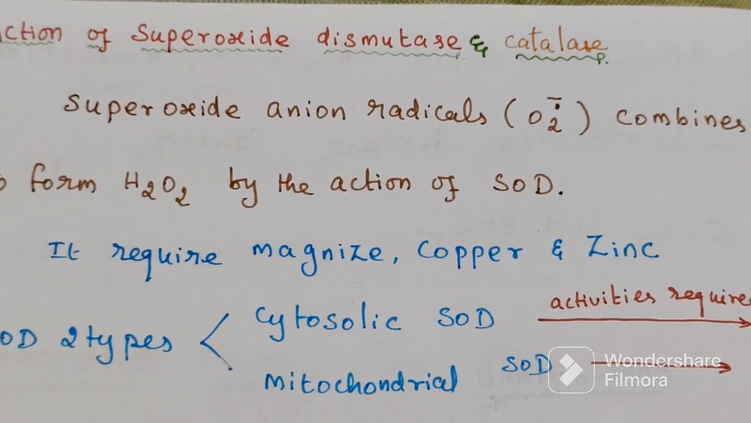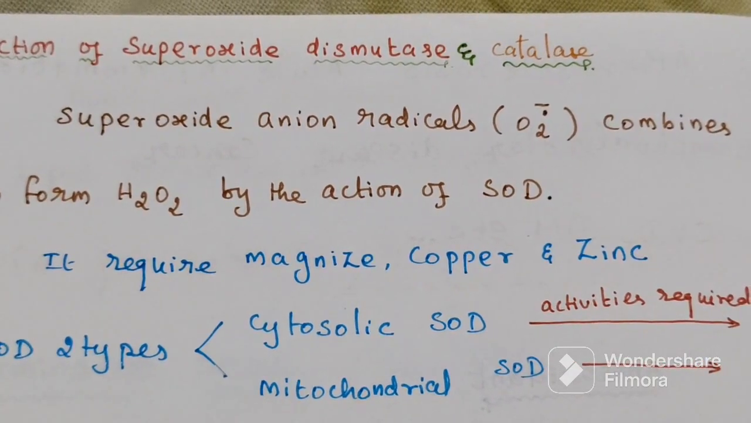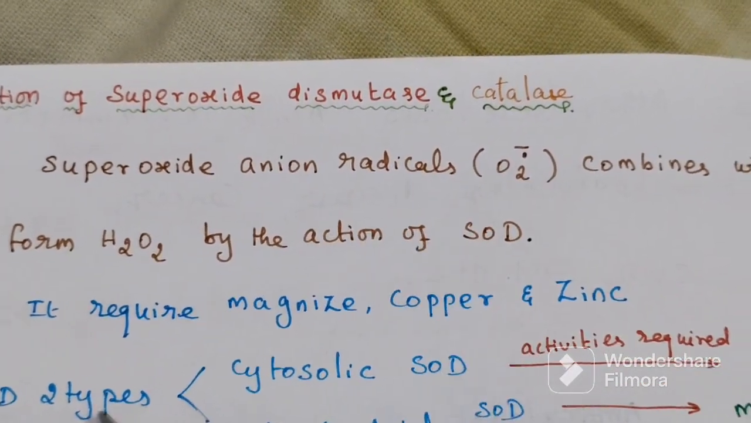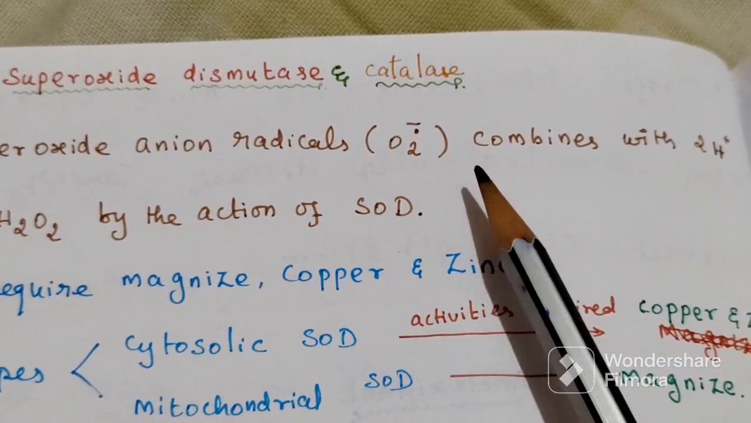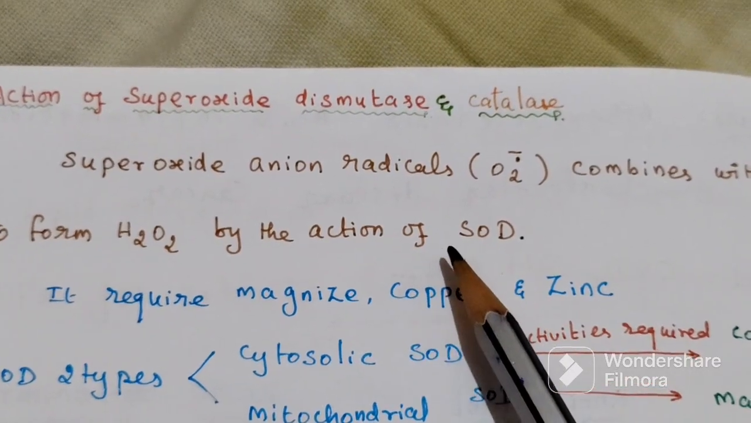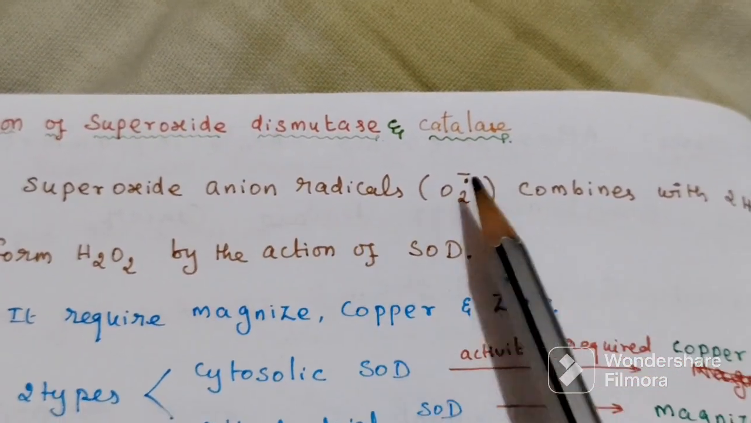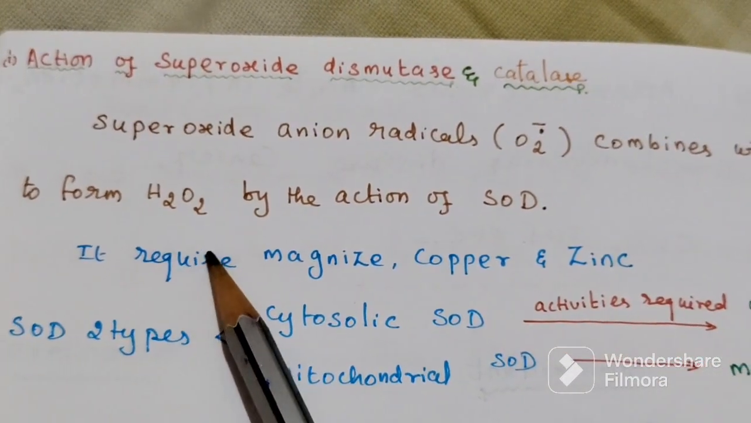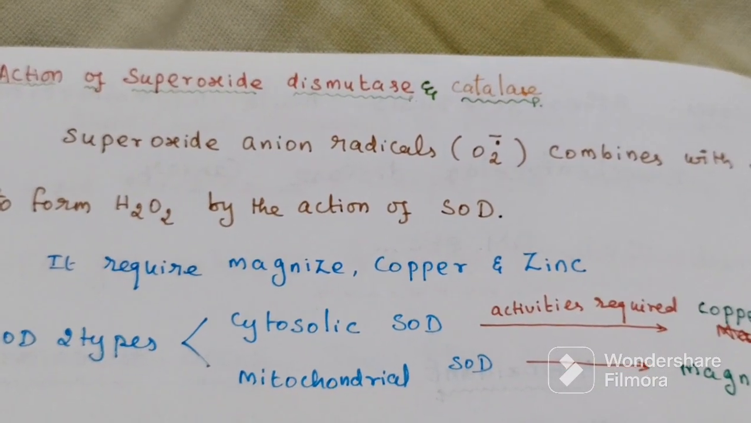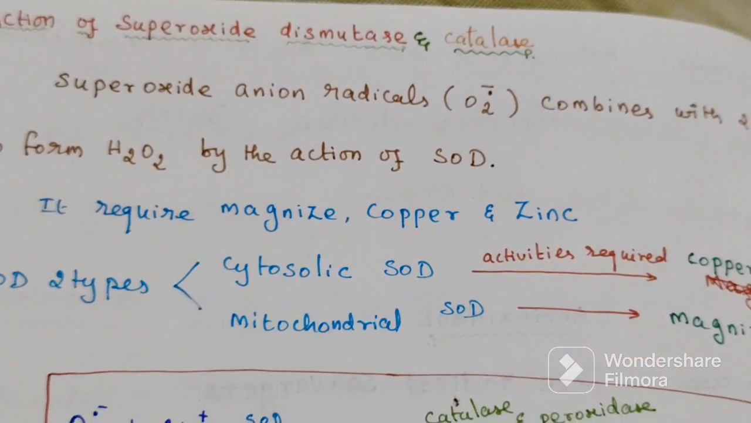The action of superoxide dismutase and catalase. It acts on the superoxide anion radical. This superoxide ion radical combined with hydrogen ion forms hydrogen peroxide by the action of SOD, superoxide dismutase. In this reaction, magnesium, copper and zinc are required for the action of SOD.